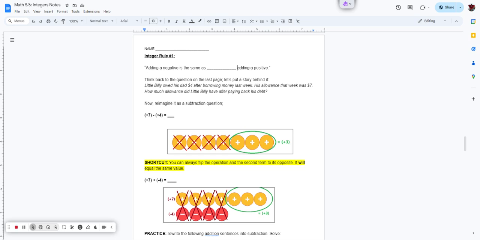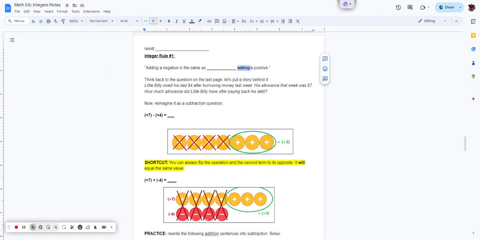Howdy, howdy, howdy. We're talking integers. We're talking adding integers. And today we're talking about the first rule of integers. On your sheet, it looks just like this. And I just realized I made a mistake. Please cross that word out, adding. Cross it out right now.